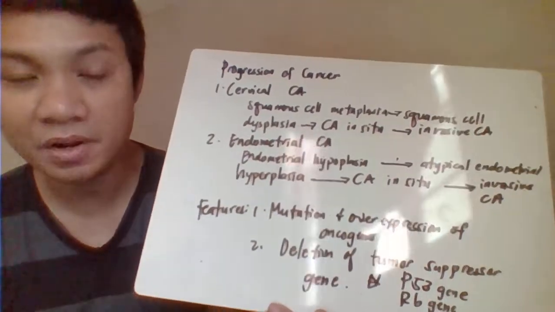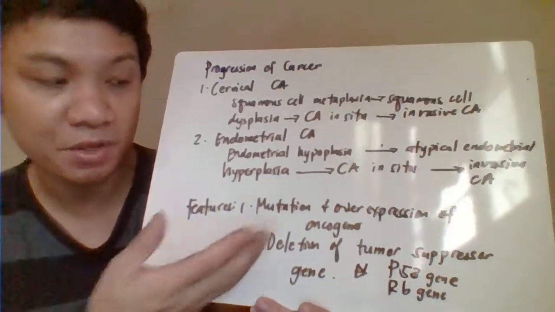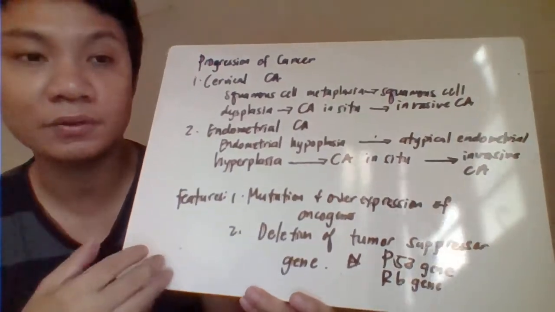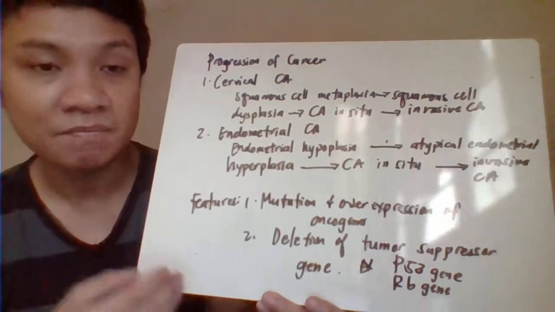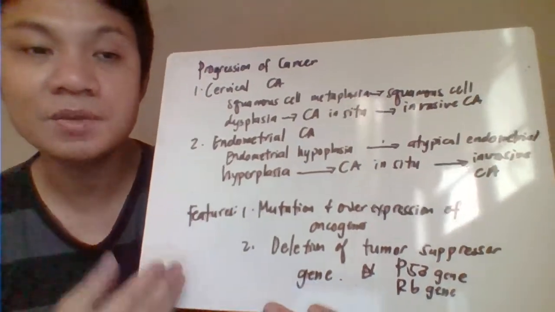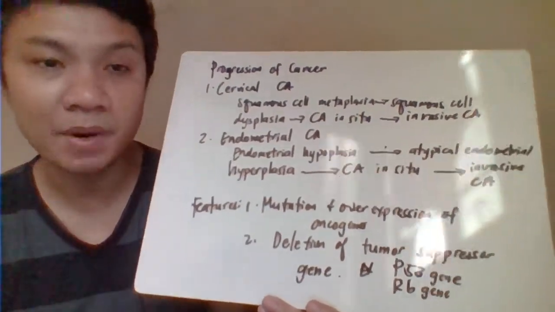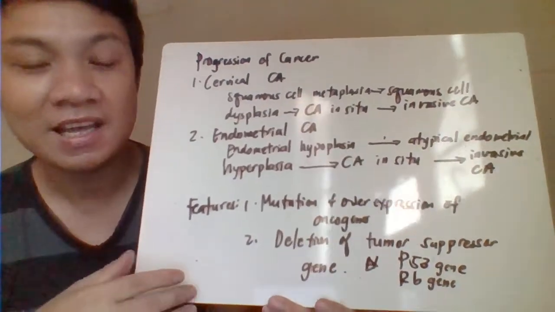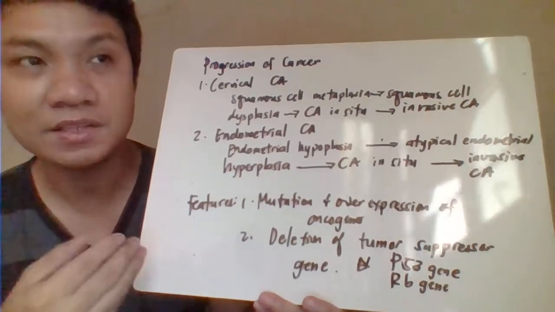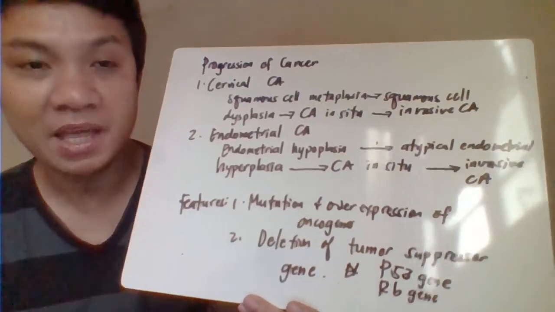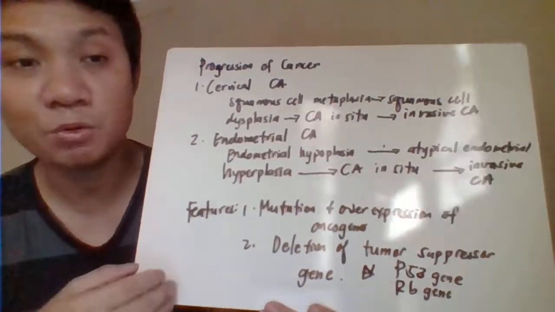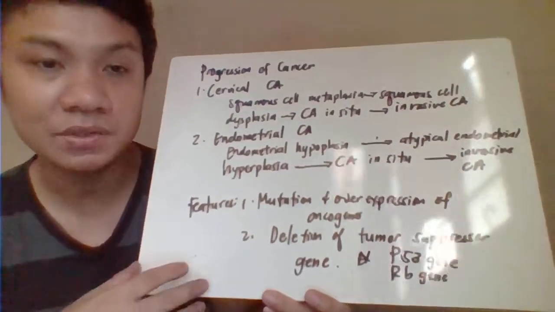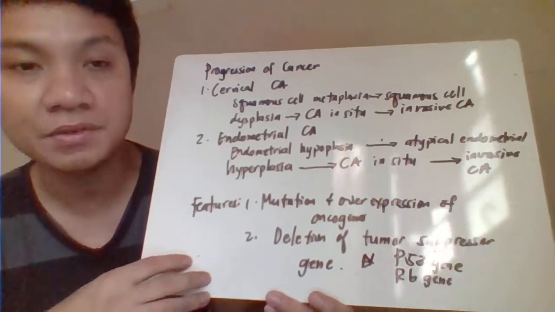Okay, so it tries to progress here to become invasive because of mutation or the overexpression of the oncogenes responsible here for the growth and proliferation of our cancer cells. Plus, there's also the suppression of your tumor suppressor genes. So these are the genes that help our body in order for you to fight your cancers. Since you suppress your protective mechanism here, then eventually tumor will just proliferate. Example of your tumor suppressor genes, we have your P53 and we have also the RB gene.